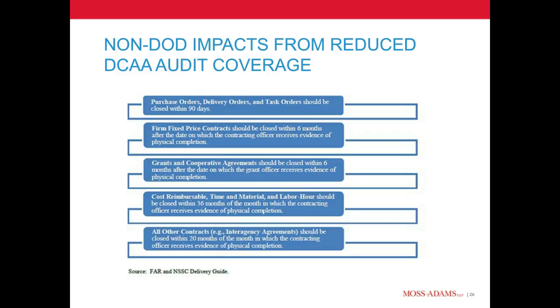But you notice in the fourth box, cost reimbursable, time and material, and labor hour audits should be closed within 3 years that they physically are completed. And what we've learned from the prior slides is that DCAA is a lot further behind than 3 years on these audits, and so we're not in compliance with FAR when it comes to keeping up with contract closeouts.